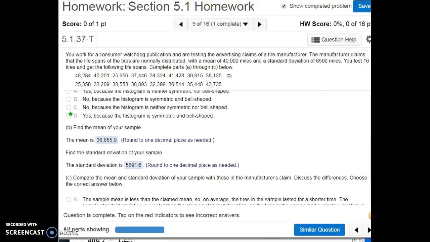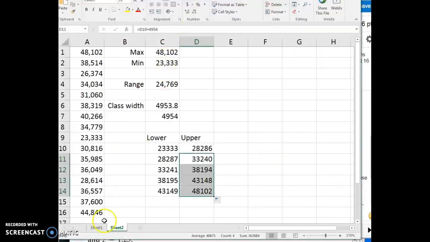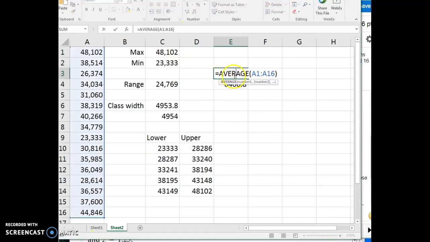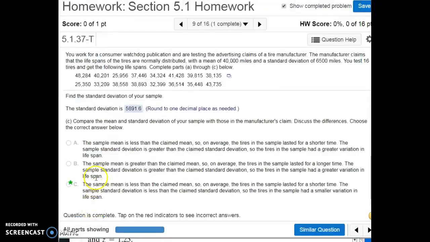To find the mean and the standard deviation, you can do that in Excel. Use the average function to get the mean, and STDEV.S because we have a sample, and that'll give you the standard deviation for your sample. And then wrap up by comparing those values to what the problem stated the manufacturer was claiming for the mean and standard deviation, and interpret that result.